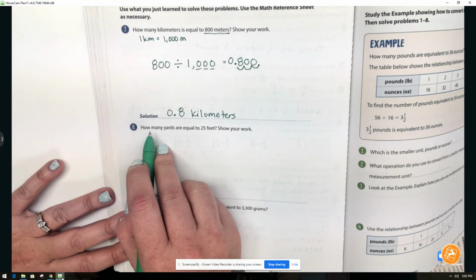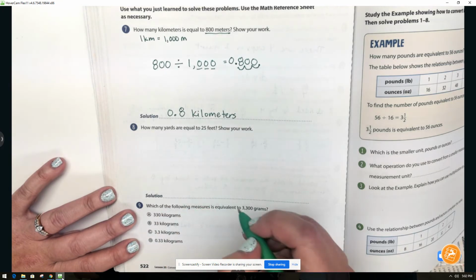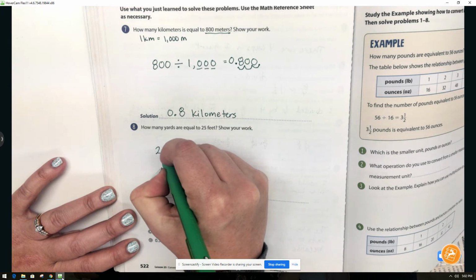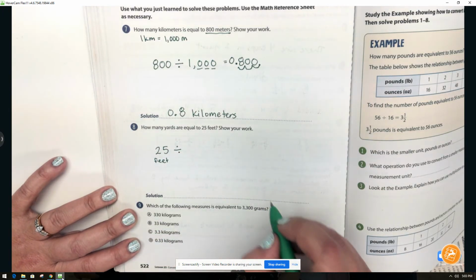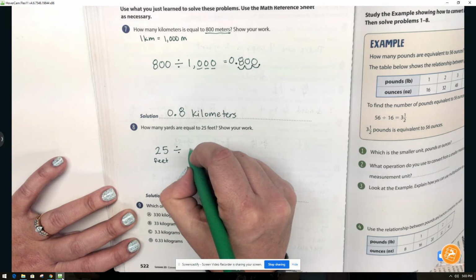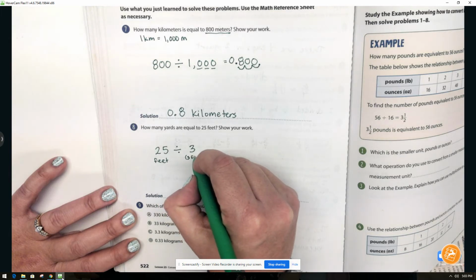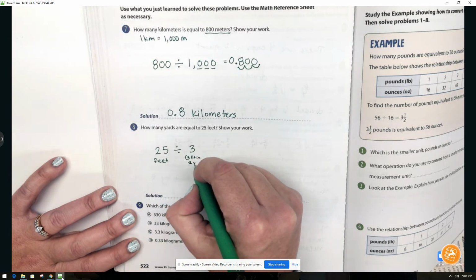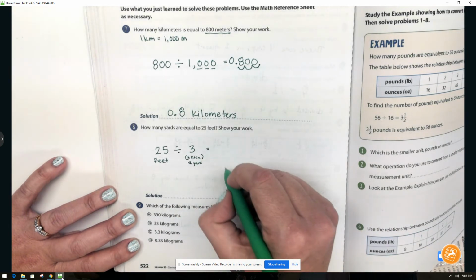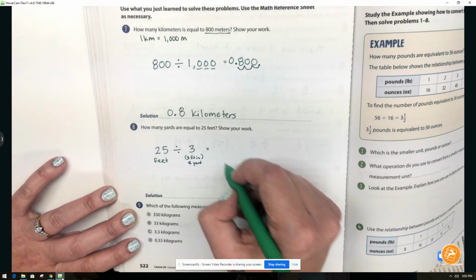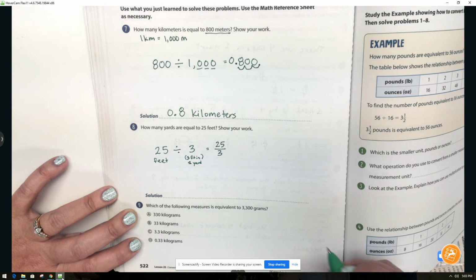Number 8 asks us how many yards are equal to 25 feet. Show your work. Well, we know that we have 25 feet, and we're going to divide it by how many feet are in 1 yard. And that is 3, because there are 3 feet in 1 yard. And then that's going to give us our total number of yards. So 25 divided by 3.